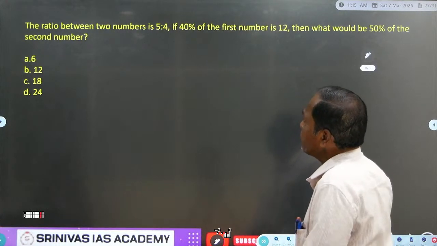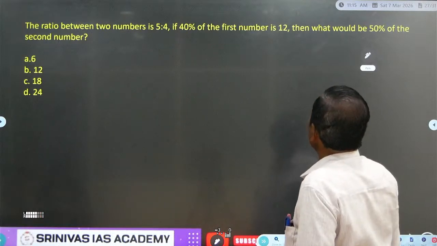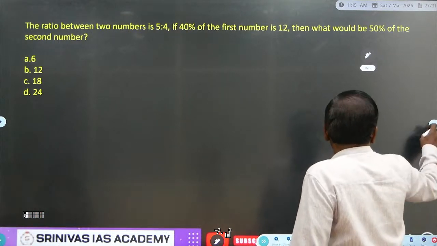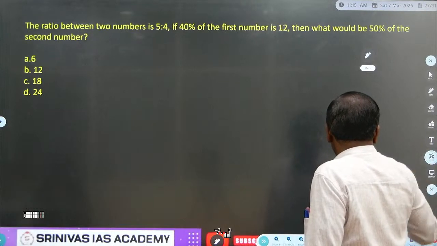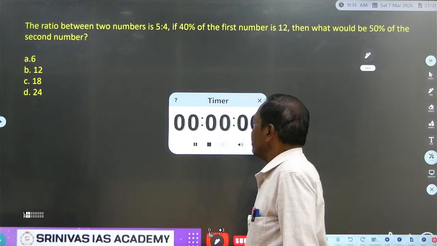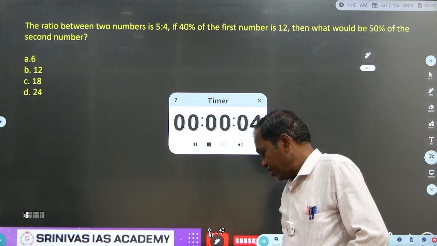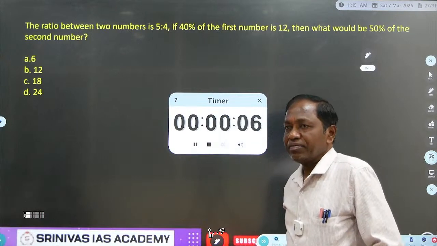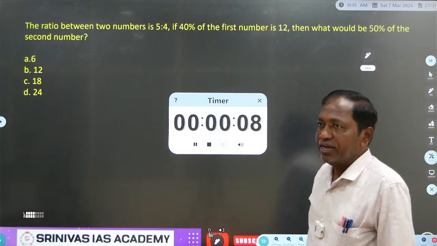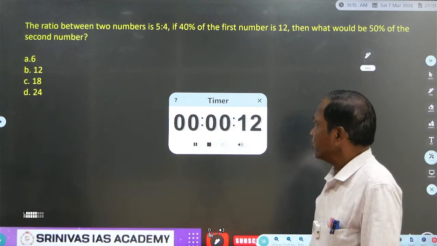The ratio between two numbers is 5:4. If 40% of the first number is 12, then what would be the 50% of the second number? How do you try to solve? What do you understand by reading the group of words? Where do you stand? How do you download the information from that question? You just make an attempt of trying. I will solve it. It's a very funny question.